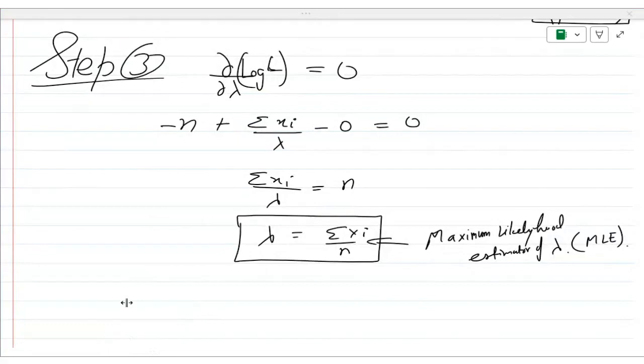Yes, so any doubts, students? So you can see that the maximum likelihood estimator of Poisson distribution is basically sum of the values divided by total number of values, right? Which is the mean, and the lambda also denotes the mean. Okay, so it means sample mean is the maximum likelihood estimator of this Poisson distribution. Okay.